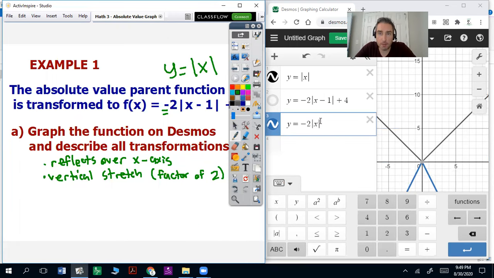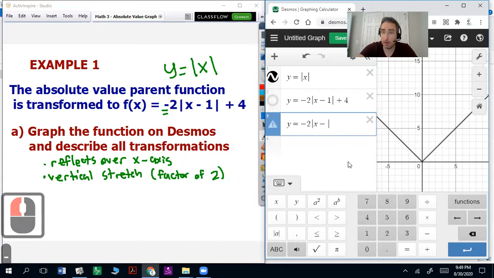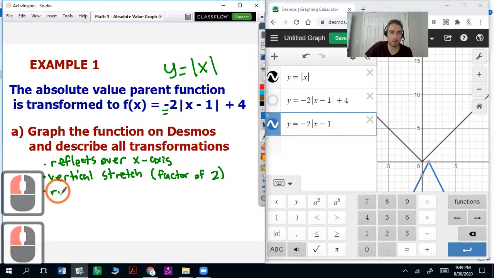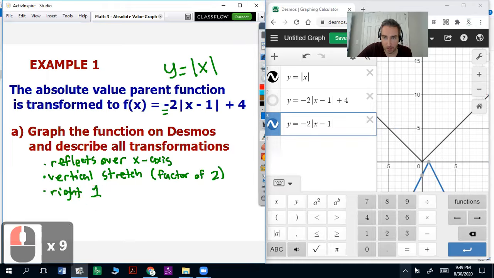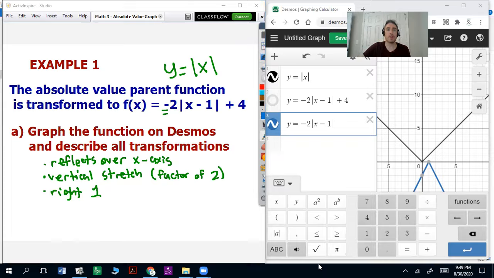So now what happens when I subtract the 1? Well, if I take the 1 away inside the bars, then it actually goes right 1. Remember, it's the opposite of the sign in the x-axis. So it's going to go right 1. Let me turn this thing off for a second. And then finally at the end, it's going to have this +4. And that +4 at the end is going to shift it up. So it's going to go up 4. So those are the movements.